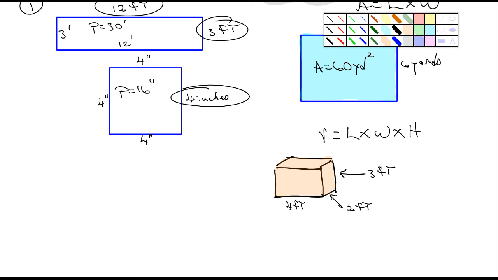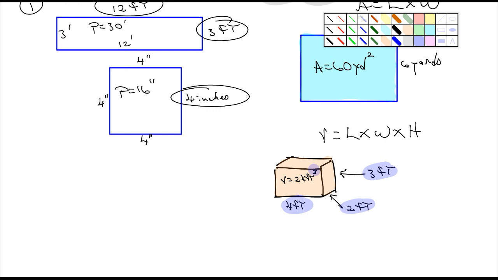And when we get our answer, let's take a look here. So we have 4 times 2. If this is 4 feet and this is 2 feet, 4 times 2 is 8. And then it's 8 times 3, 24. So the volume equals 24 feet cubed. Why cubed? Because we're multiplying 3 sides together. So it would be a 3.